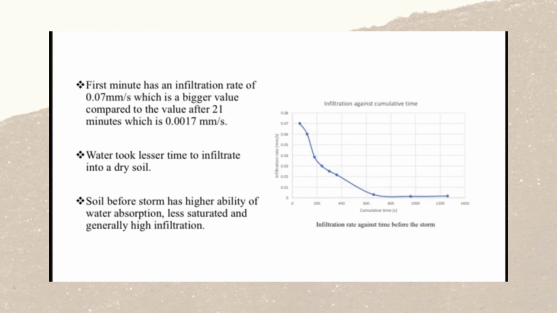Based on the graph, the first minute has an infiltration rate of 0.07 mm per second, which is a bigger value compared to the value after 21 minutes, which is 0.0017 mm per second. The water took less time to infiltrate into dry soil and takes more time as it progresses because the soil has become more saturated. This indicates that soil before the storm has a higher ability of water absorption, is less saturated, and generally has a high infiltration rate if not continuously wetted by another water source.